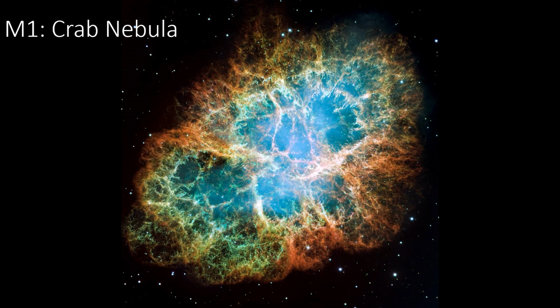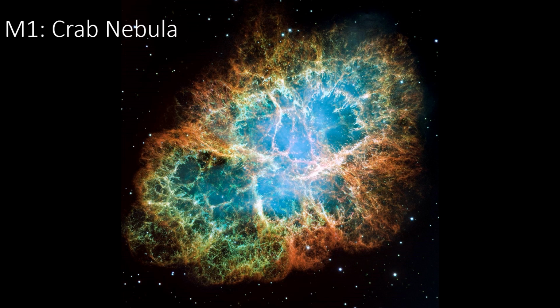Our first stop is Messier 1, also known as the Crab Nebula. This nebula is the remnant of a supernova explosion that occurred in the year 1054. It's located in the constellation Taurus. It's 6,000 light-years away and spans about 11 light-years. The Crab Nebula is a captivating object to observe, displaying intricate filaments and a pulsar at its core.